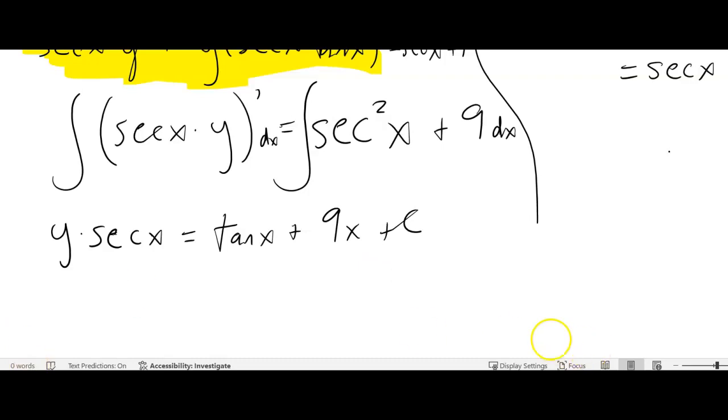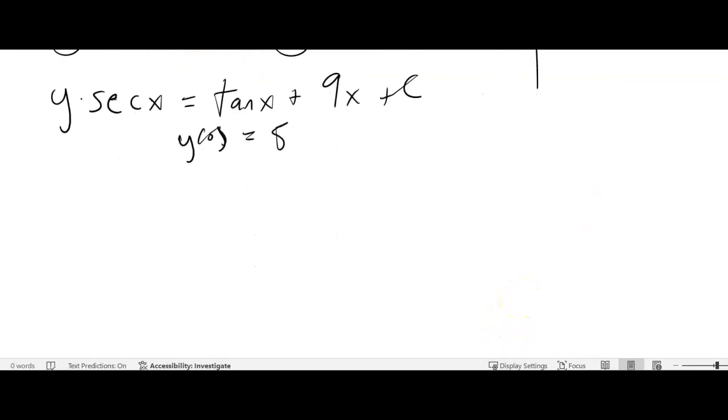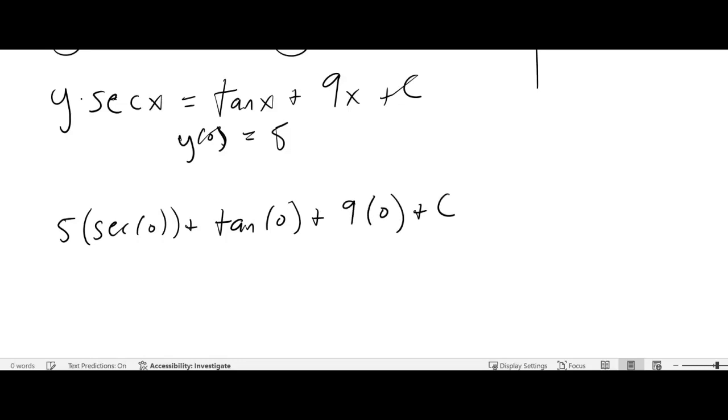Okay, good. Now, where was our initial condition? Y of 0 equals 5. So now we can figure out what c is by using our initial condition. Y of 0 equals 5. So if I plug in 0 for x, 5 times the secant of 0 equals the tangent of 0 plus 9 times 0 plus c. That should allow me to solve for c.